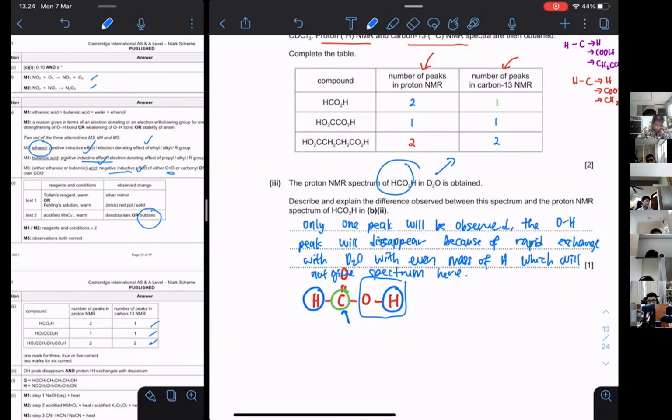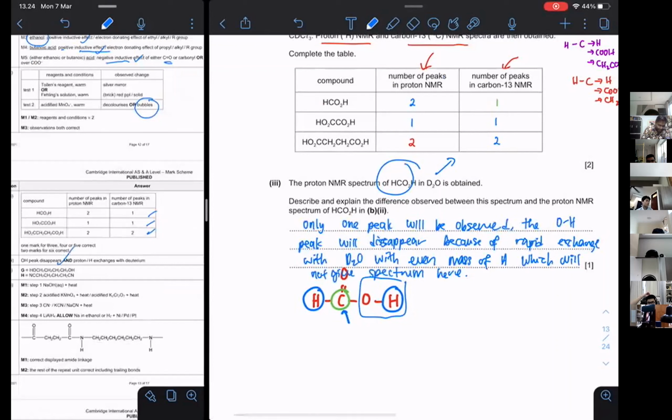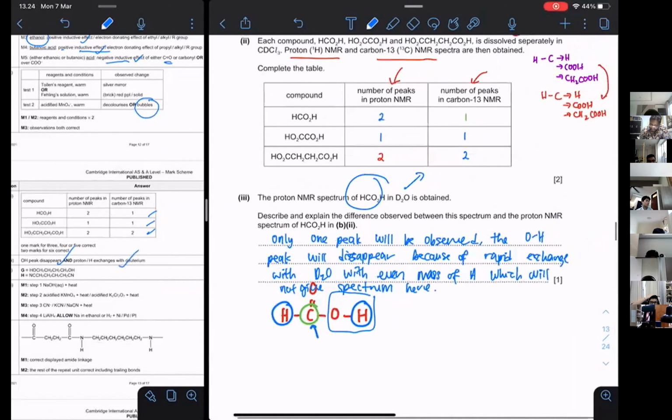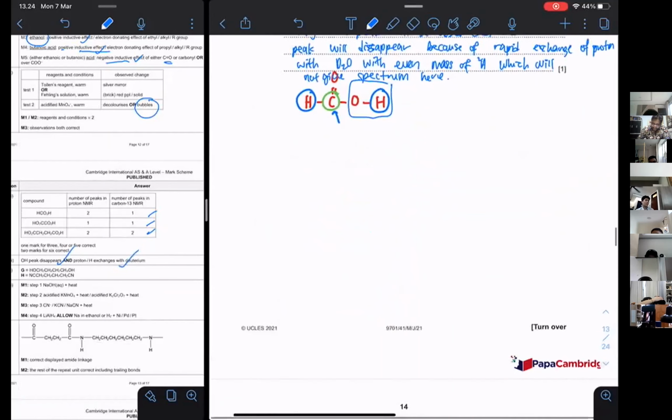So you can see, OH disappears, the proton exchanges with deuterium. Because of rapid exchange of the proton, maybe you can add that the proton exchanges with the D2O, the deuterium. But we cannot see it because of the even mass of the hydrogen, which is hydrogen-2. So you explain using that. That is 1 mark.